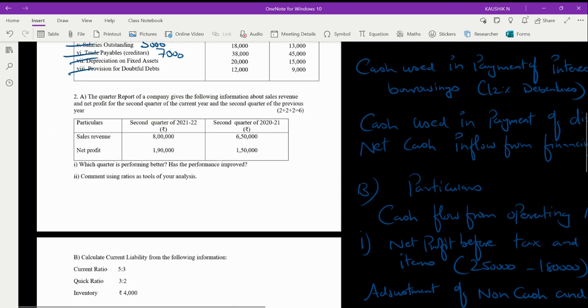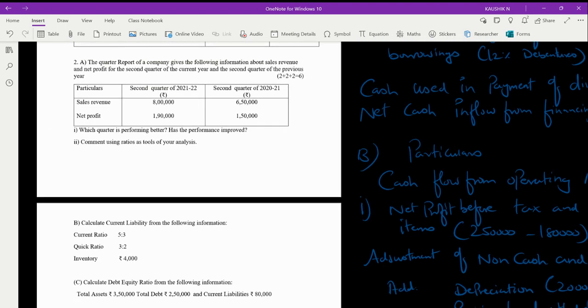Any doubt in the second subdivision of first question? Any doubt? Yeah. So coming up to your second question, first one. The quarter report of a company is given the following information about the sales revenue and net profit for the second quarter of the current year and the second quarter of the previous year. So here if you see in the previous ones in set A, you had segment A and segment B, two segments, and then you had the value of sales, and what else you had.